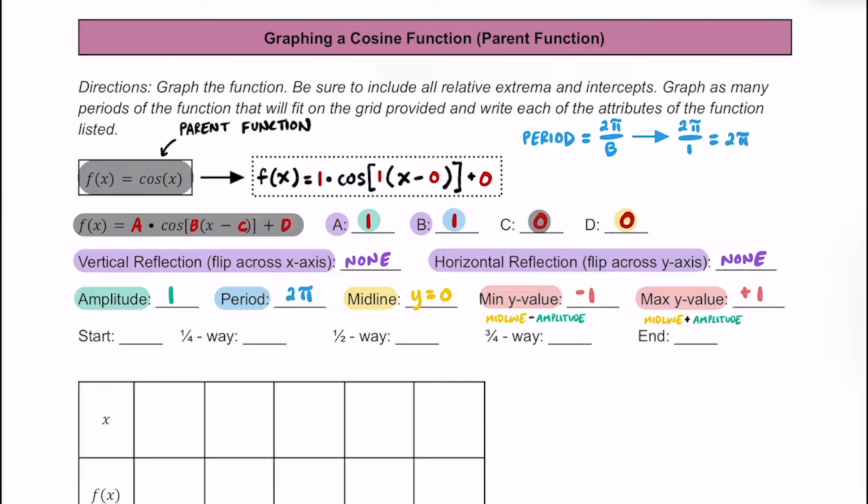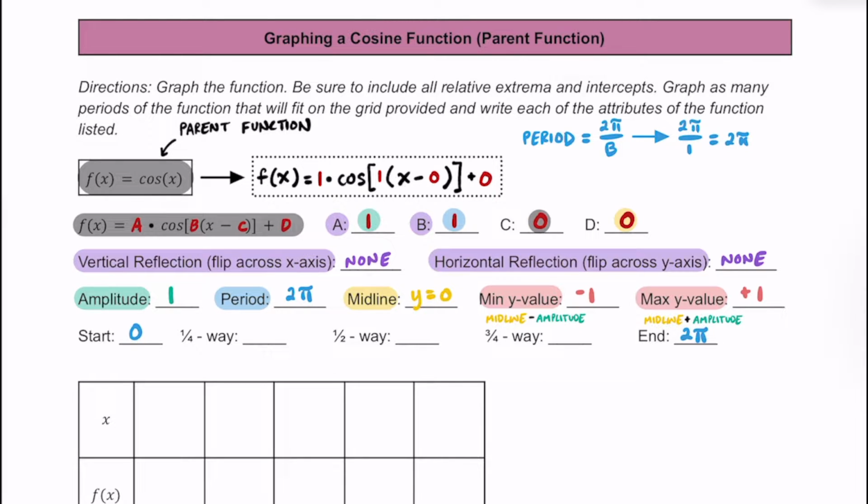Let's go ahead and figure out where we are going to start and end one cycle, or one of these periods, for this cosine function. Just giving it to you straight away, it's always going to be starting at 0 by default for the parent function. And because the period is 2 pi, it's going to take 2 pi to finish a whole cycle. So it's going to end at 2 pi.